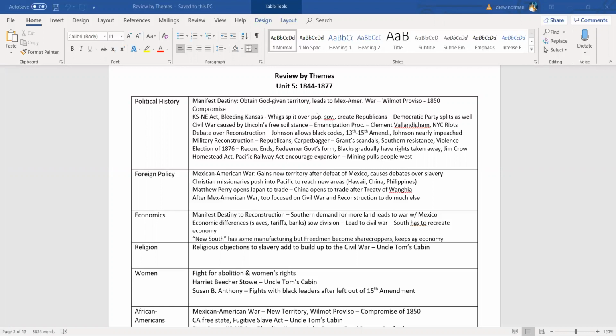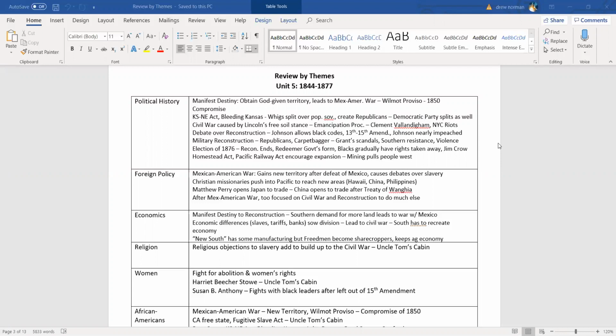But popular sovereignty also leads to a split in the Whig Party. So one of our political parties splits, North and South split, Kansas is split, and so we get more and more fighting and debating over the issue of slavery. The Republicans will eventually come out of the Whigs, leading to the Democratic Party splitting as well. All of these issues are splits over slavery, okay?